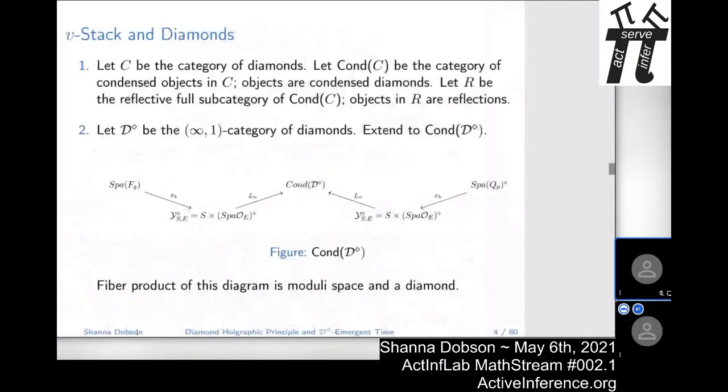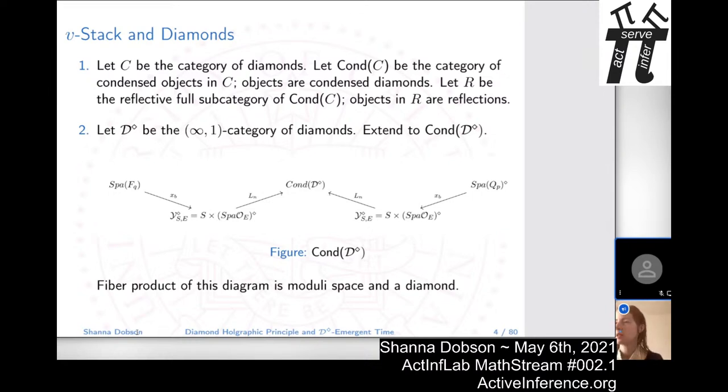So let C be the category of diamonds, and let condensed C be the category of condensed objects in C. Objects are condensed diamonds, right? That's what's in there. Let R be the reflective full subcategory of condensed C. This is a subcategory where all objects in R are actually reflections of objects in the bigger category. So it's very neat. You have diamonds and their reflections. So objects in R are reflections.